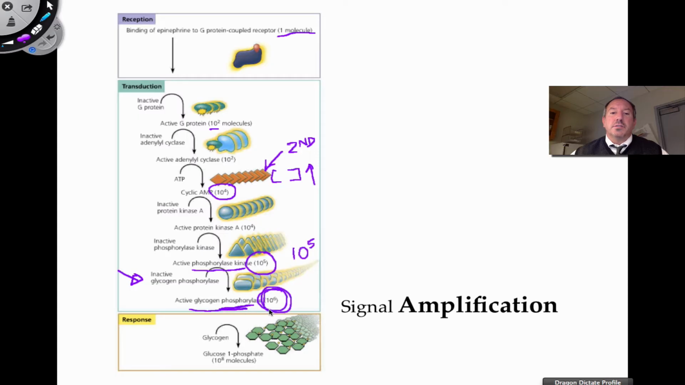And so look at this. So many of those enzymes. And so therefore glycogen is just going to get chopped up. And then the consequence is look at all of that glucose. So the cell is just pouring out 10 to the 8 molecules of glucose 1-phosphate. And so that ultimately will diffuse out of a cell and raise blood sugar level. So pretty cool. You get a ton of glucose being released from just one little message. So signal transduction, response, but ultimately the signal was amplified.